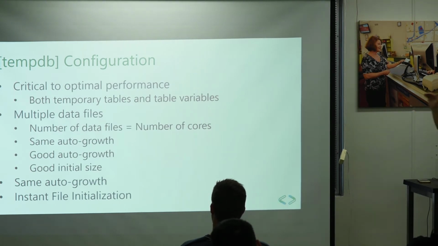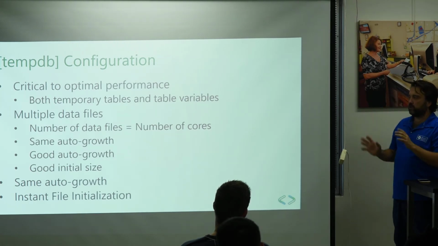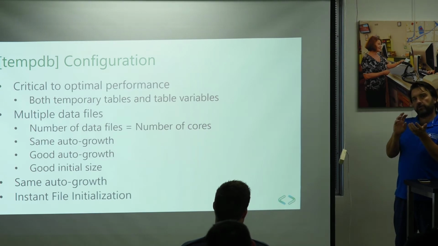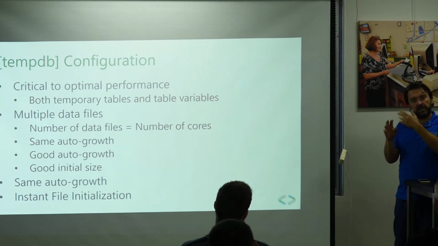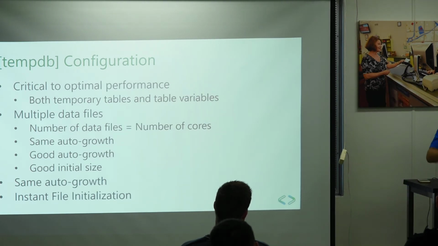At a high level, keep it simple: multiple data files, number of data files equal to the number of cores, same auto growth, good auto growth, good initial size, same auto growth because you didn't listen to me the first time, and instant file initialization. Now, Microsoft said the number of data files should be equal to the number of cores. And then people got a bit carried away and they sort of retracted or changed the article to say you should create up to, I think, 8 TempDB files, and if you go beyond that. I would have no hesitations of saying go to 16 or 32. So if you have a physical server or VM with 32 or 16 cores, just put in 32 or 16. I don't find that excessive, to be honest.